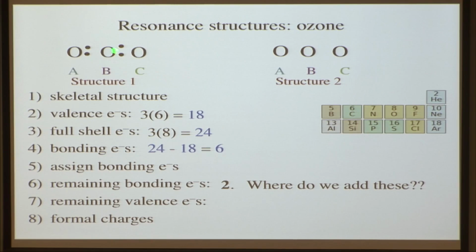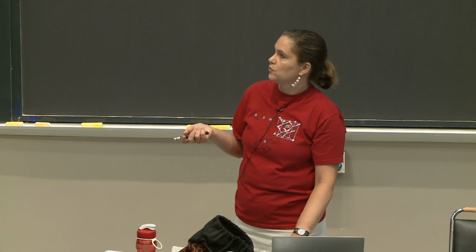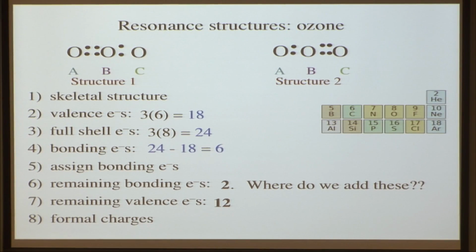But now we have the question of where to make that double bond. Am I going to put it between these 2 oxygens, or am I going to put it between those 2 oxygens? And so I could say put it there. But I could also, in structure 2, put the double bond over here. All right, we'll come back to that question in a minute. Let's first figure out if we have any remaining valence electrons, and we do. So we had 18, and we've only used 6, so we have 12 left.